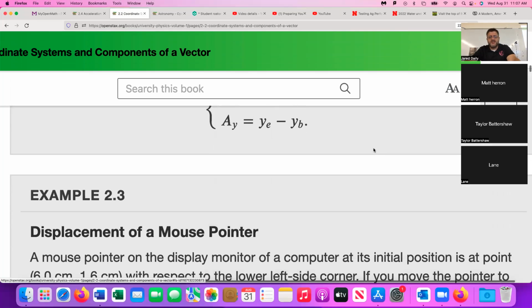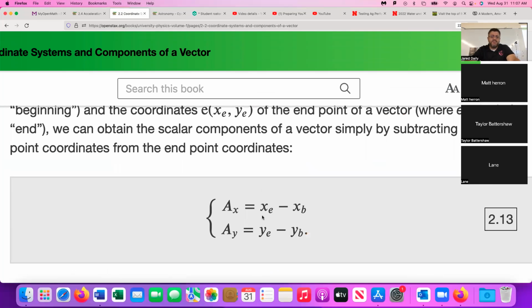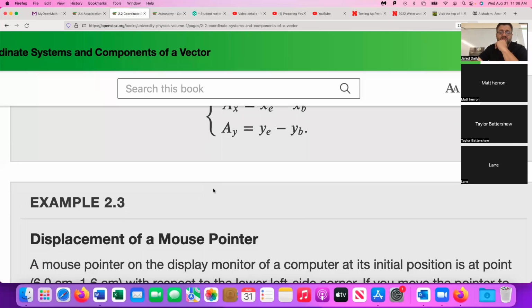So if it starts at B and ends at E, then you take your end point x coordinate and you subtract off your beginning point. So this is end and beginning, I guess, right? End point x minus beginning point x, and then your end point y coordinate minus your beginning point y coordinate, to find the magnitude of the components of the vector. So that's a useful thing if you know the end points and the beginning points of your vector.